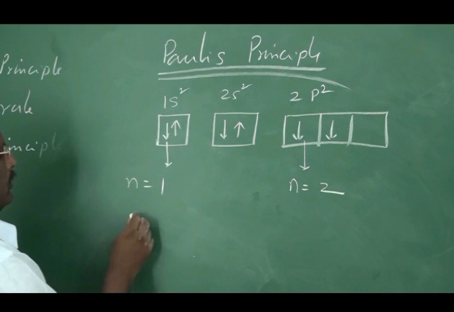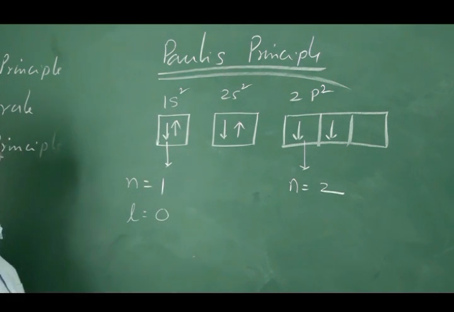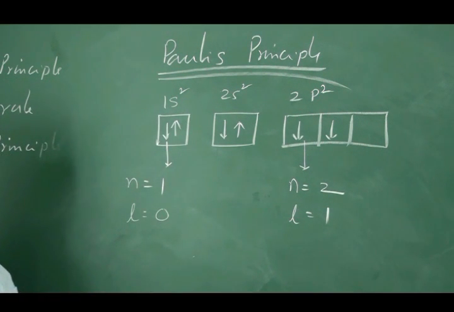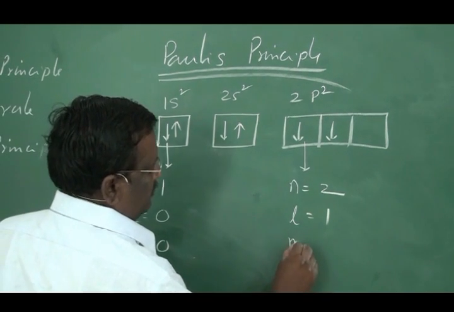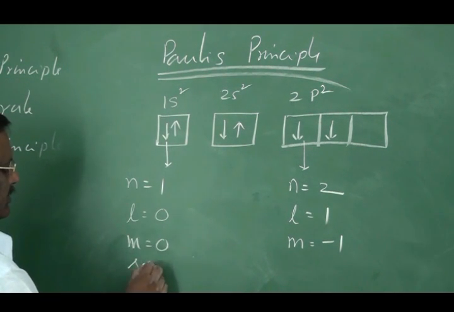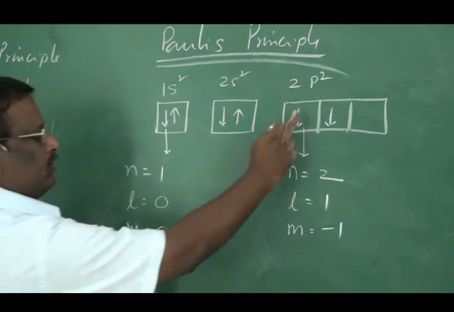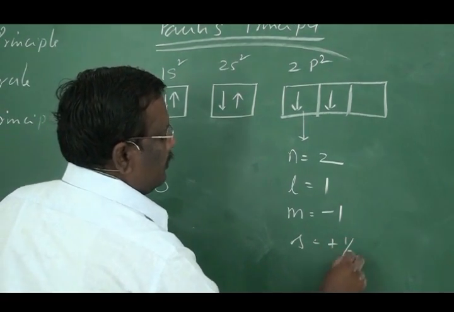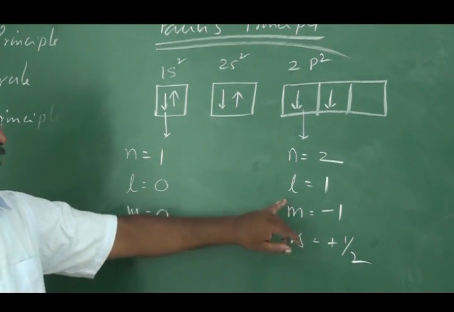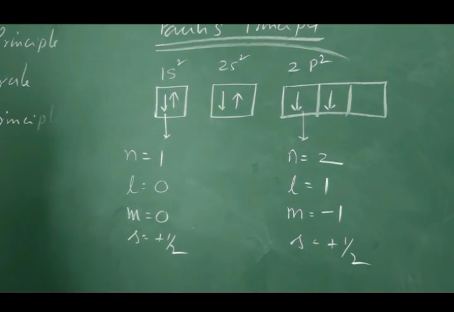Now, for this electron, l is equal to 0. For this electron, l is equal to 1, because it is p. For this electron, m is equal to 0. For this electron, m is equal to -1. For this electron, s is equal to +1/2. For this electron, spin quantum is +1/2. Here, spin quantum may be same, but the remaining quantum numbers are different. You may have doubt. Let us compare with this.